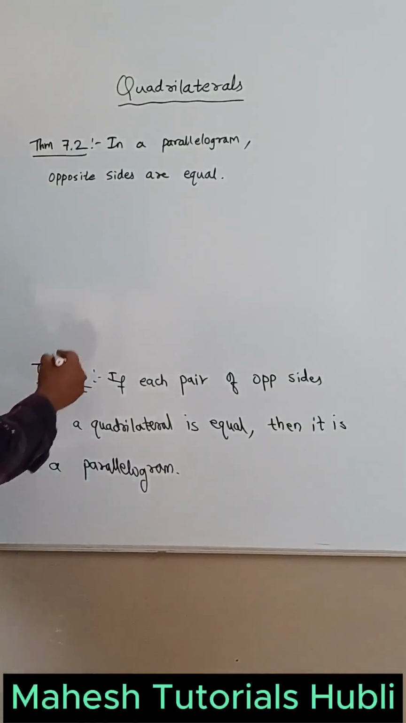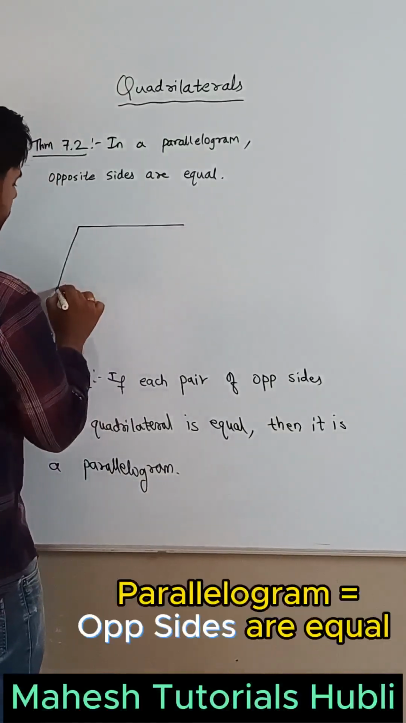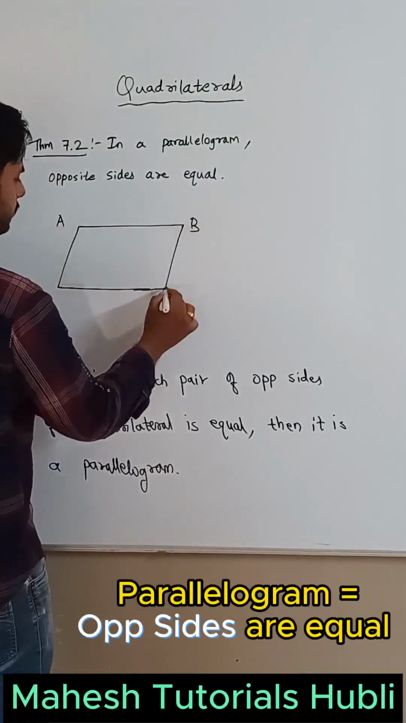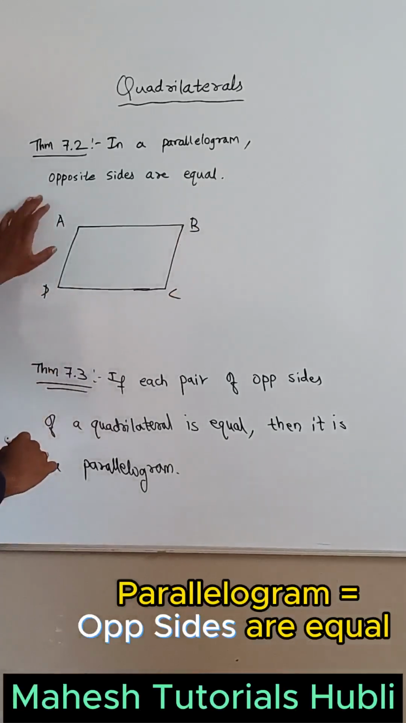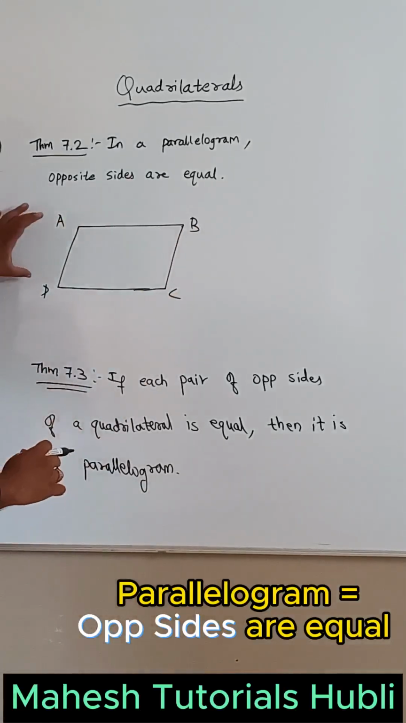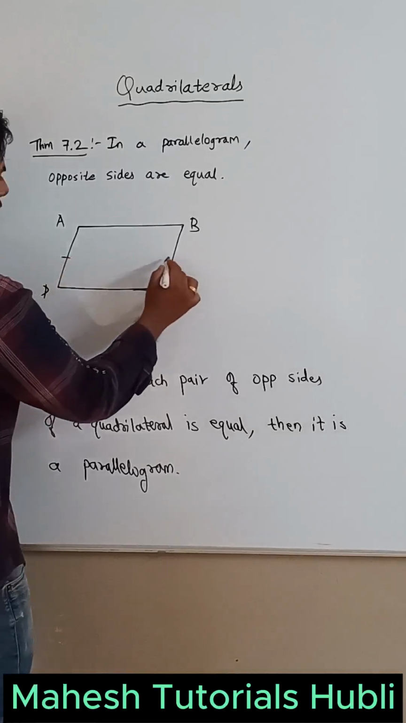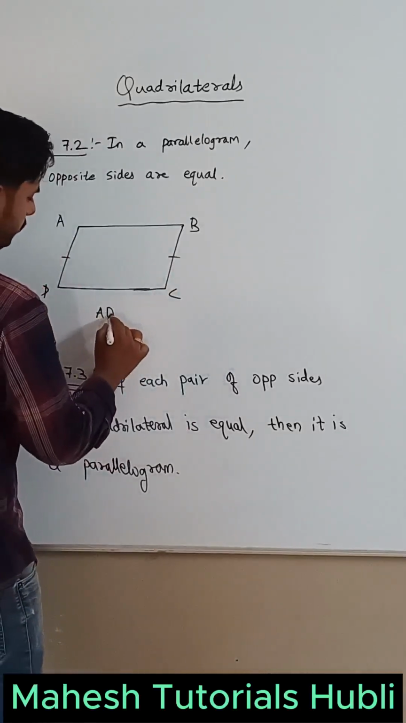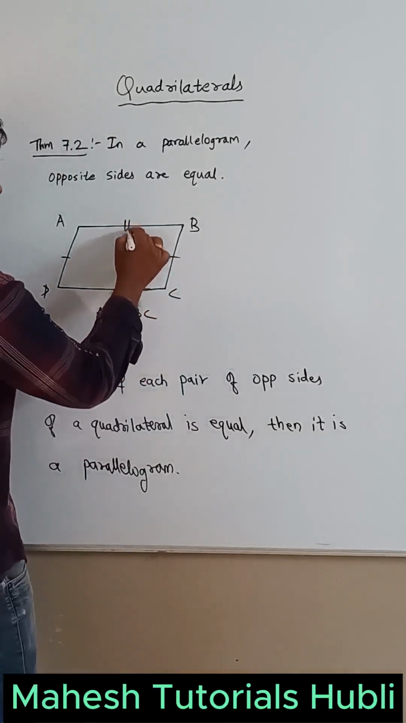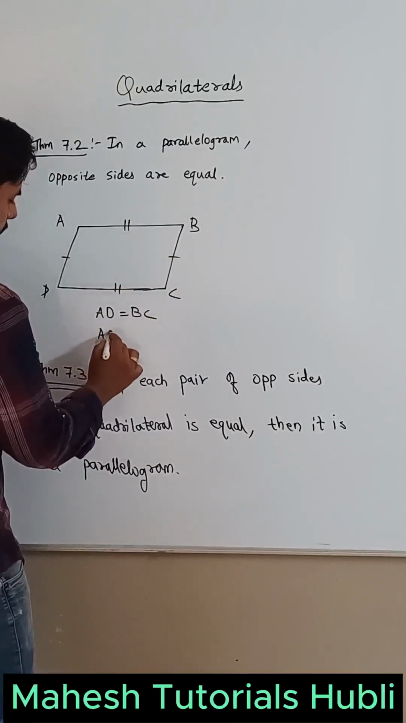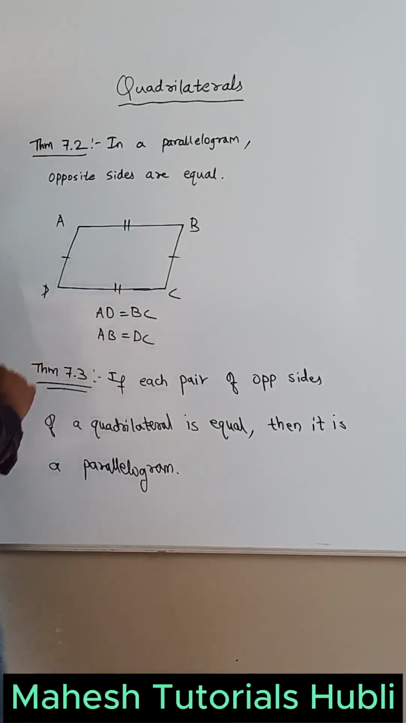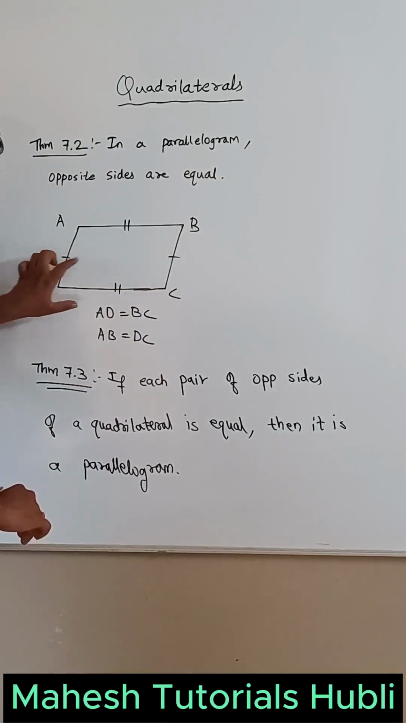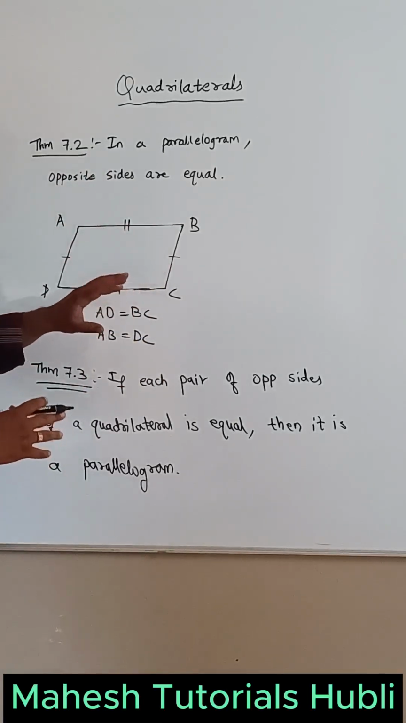Next one, theorem 7.2. In a parallelogram, if I take a parallelogram ABCD, opposite sides are equal. Opposite sides, that means AD is opposite to BC. So AD will be equal to BC and AB will be equal to CD. So in a parallelogram, these are opposite sides, this and this, this and this. So they will be equal.